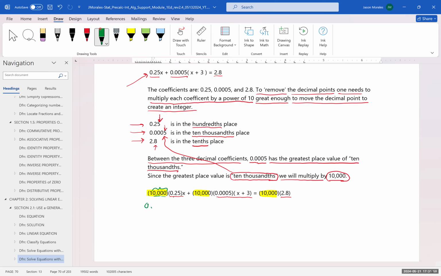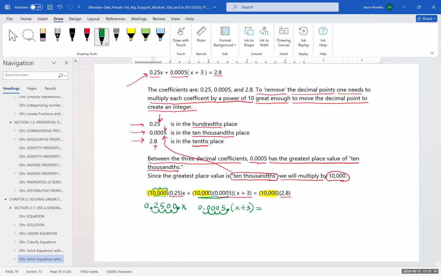So we've got 0.25. We're going to move it 4 places to the right: 1, 2, 3, 4. Put a new decimal point and put zeros for placeholders. And then that's going to be times x. Over here, we've got 0.0005. And now we're multiplying that times 10,000. So we're going to move the decimal place over 1, 2, 3, 4 to there. So that's going to be 5 times x plus 3.